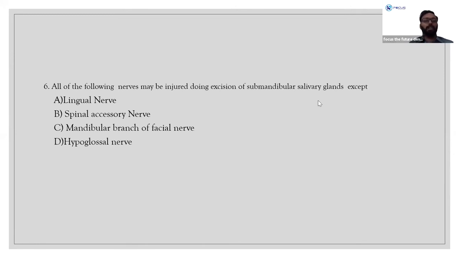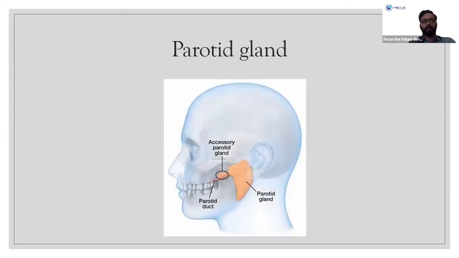So just tell me the odd one out. Which among the following is not really related to the submandibular salivary gland? Yes, spinal accessory nerve. Why? I told you it goes to the neck, the muscles of the back of the neck and the sternocleidomastoid. That is what the spinal accessory nerve is going to supply.